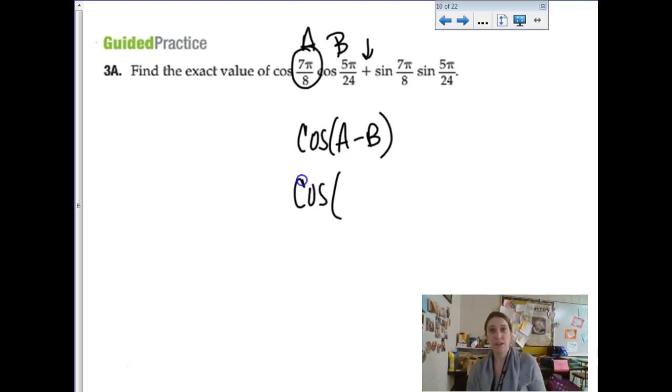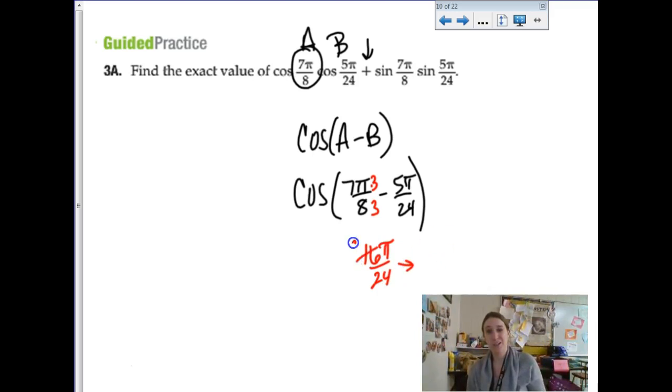So this is the cosine of 7 pi over 8 minus 5 pi over 24. But then, you know, that's not a good enough answer, right? So we're going to have to get common denominators. I'm going to hit this guy by a 3. This is 21 over 24. So 21 pi minus 5 pi is 16 pi over 24, which then reduces to 2 pi over 3. That's so gross. All right, cosine of 2 pi over 3. Woo! I hope that was the right answer. It's not even on your notes. Fingers crossed and all that.